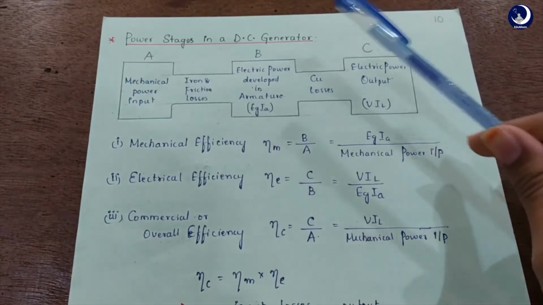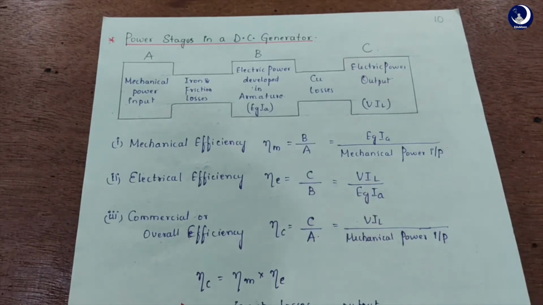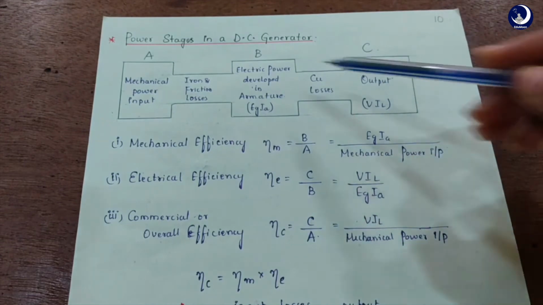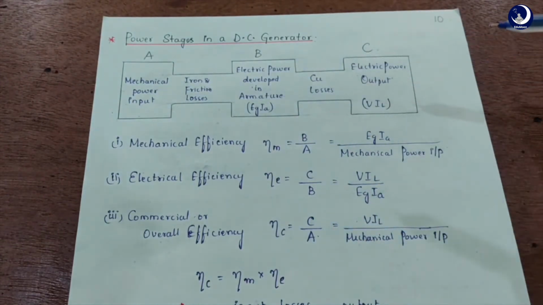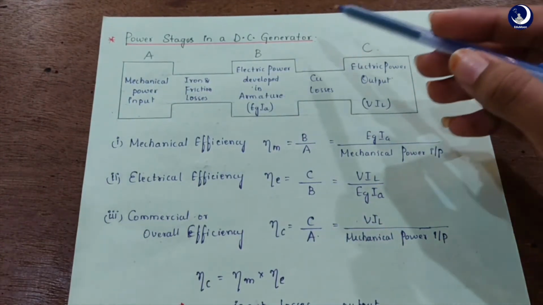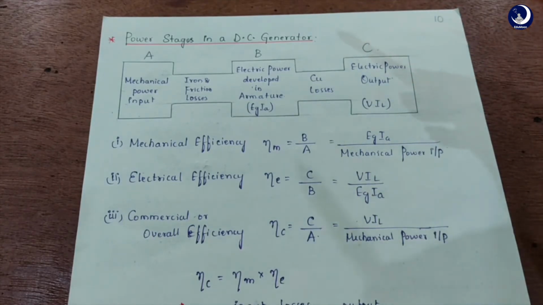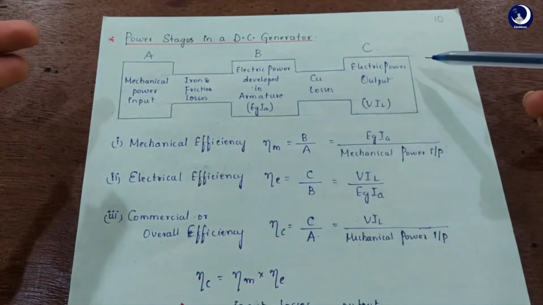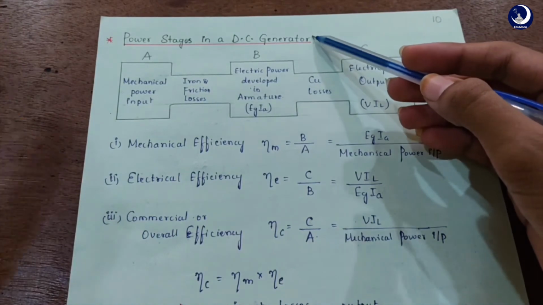Power stages in a DC generator. The various power stages in a DC generator, I am representing in a diagrammatic way. So what is a generator? It converts mechanical energy into electrical energy, right? That is what we call a generator.